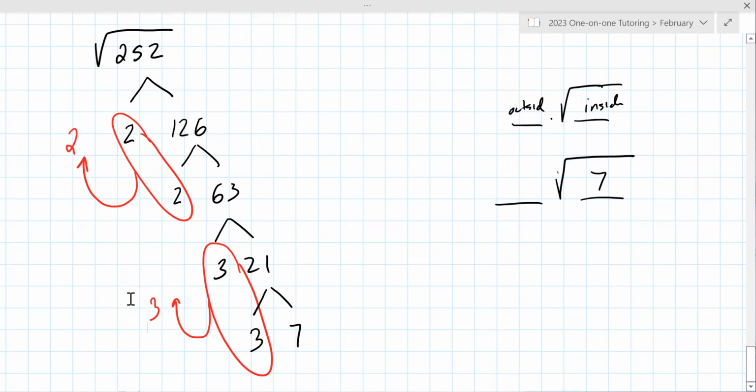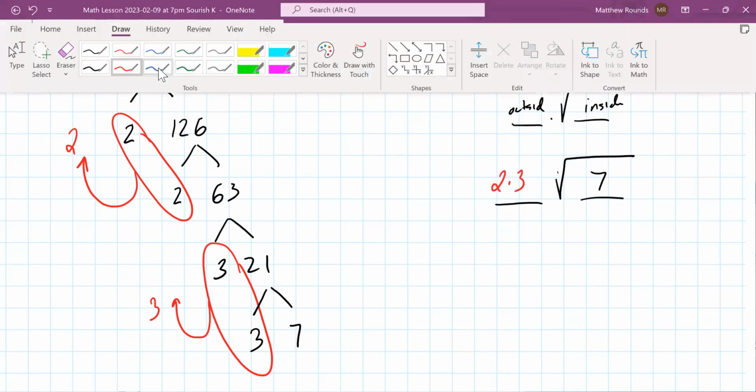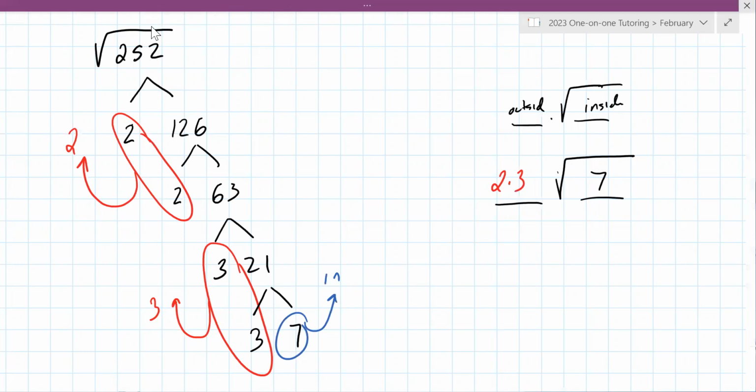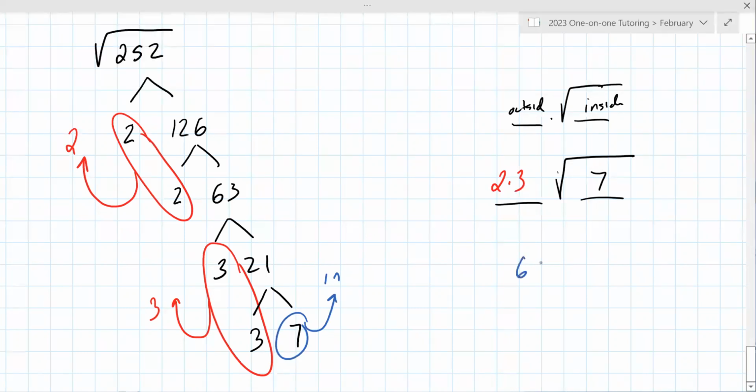2 and 3. Okay, so 2 times 3 on the outside, and the 7 stays on the inside. Yeah, 6 square root of 7. Yes, a little bit different than what you said, but the final answer is 6 square root of 7.